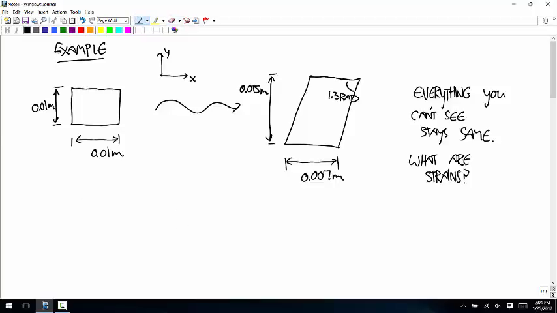So for the strain along the x-axis, epsilon xx, we have the final length along the x-axis. In this case, that's 0.007 minus the initial, 0.01, divided by the initial. It's meters in the numerator, meters in the denominator. And so you get a value of negative 0.3.